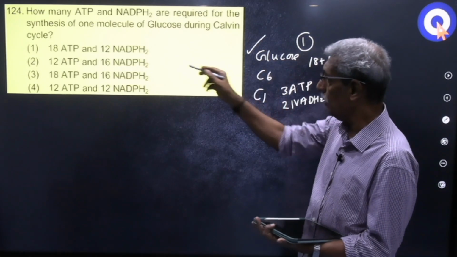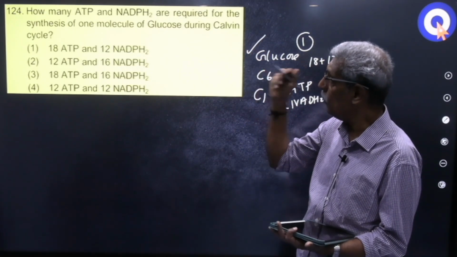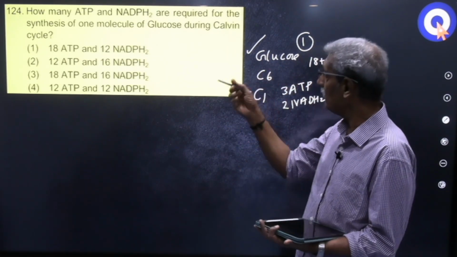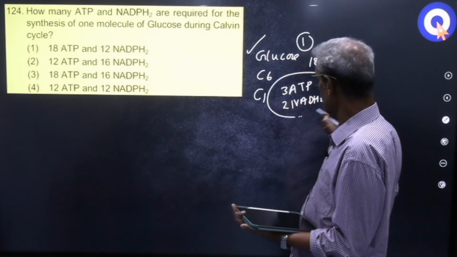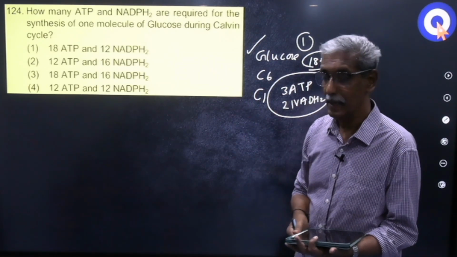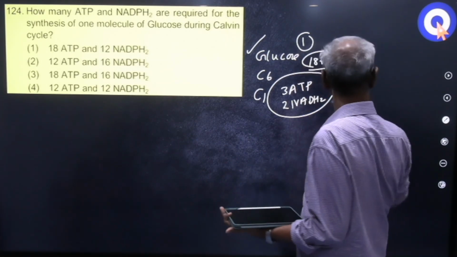So the first option says that for the synthesis of one molecule of glucose, the number of turns required is 6 turns. So exactly, you have 18 ATP molecules and 12 NADPH molecules, which are generated by the Calvin cycle.